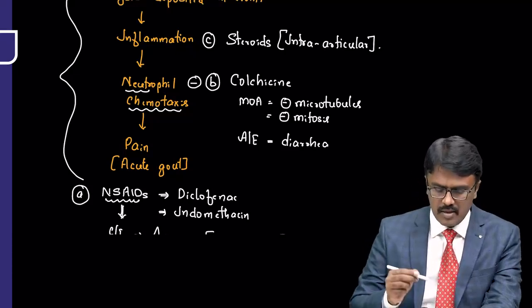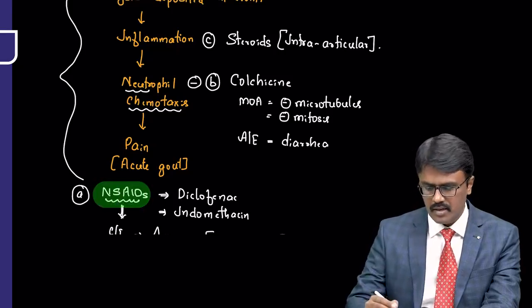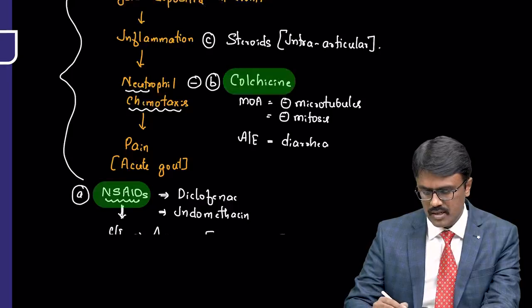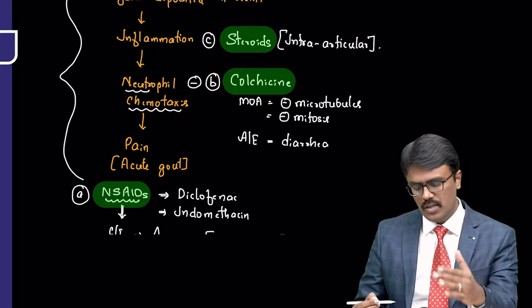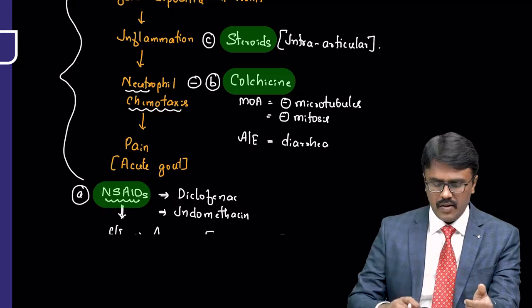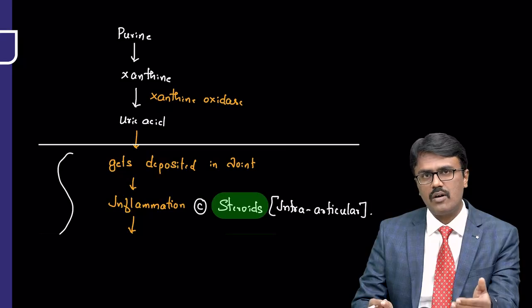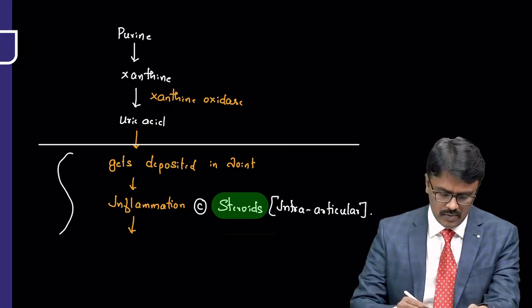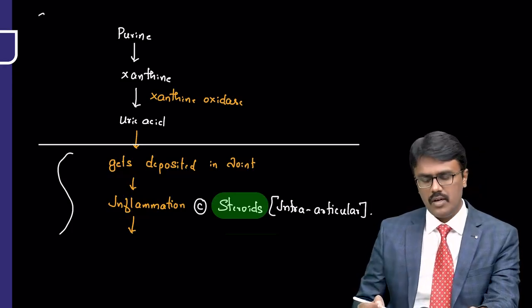Please understand the three major therapies for acute gout. Number one, NSAIDs. Number two, colchicine. Number three, steroids, and they are given intra-articular. So these are the only three drugs we use for acute gout. Now, any drug which acts above this point is used for chronic gout.